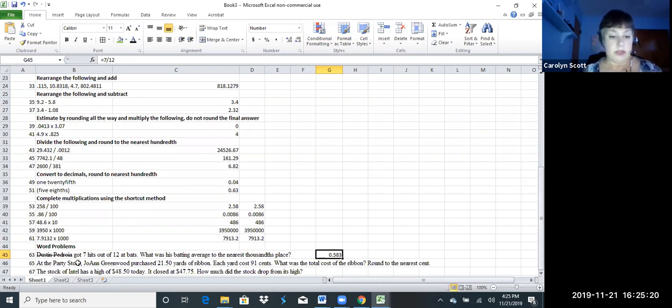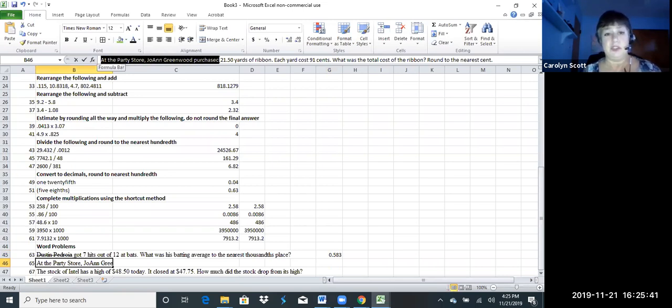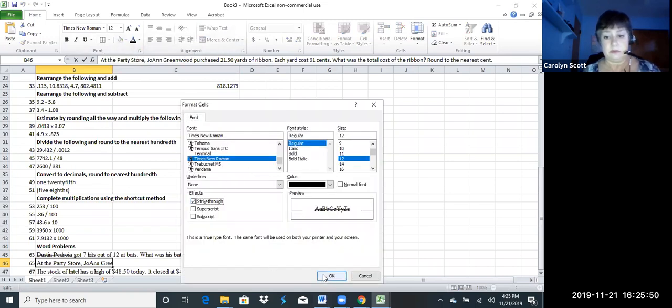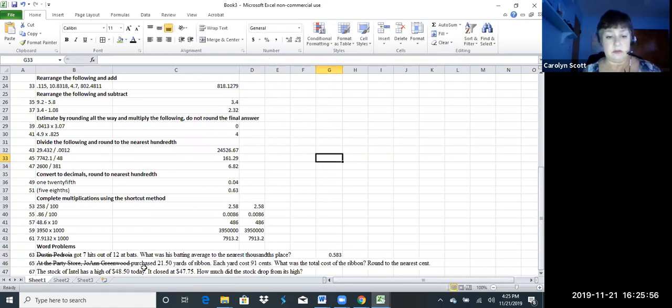Next, at the party store, Joanne Greenwood purchased 21.5 yards of ribbon. Each yard cost 91 cents. What was the total cost of the ribbon, round to the nearest cent? Again, we don't care where she was. We don't care who she is. We do need to know that she purchased something. So we've got someone purchased 21.5 yards of ribbon at 91 cents each.